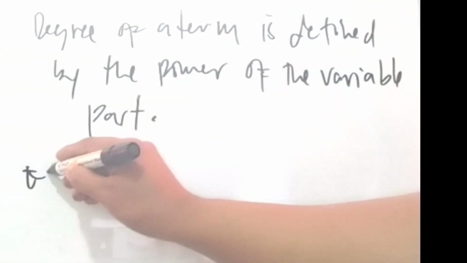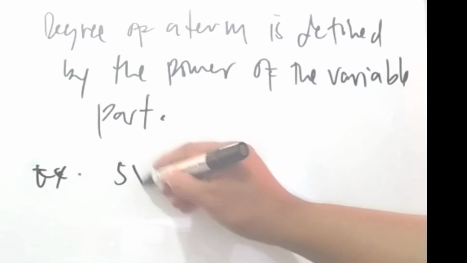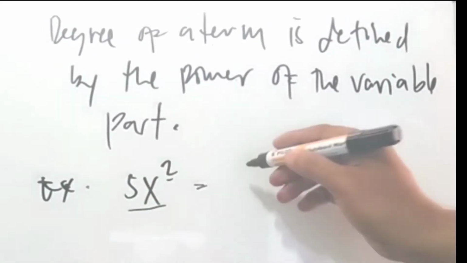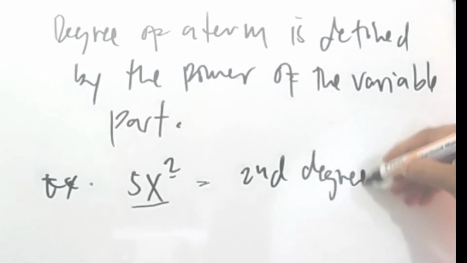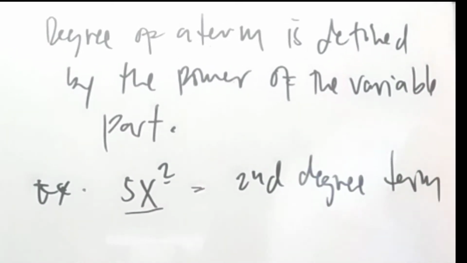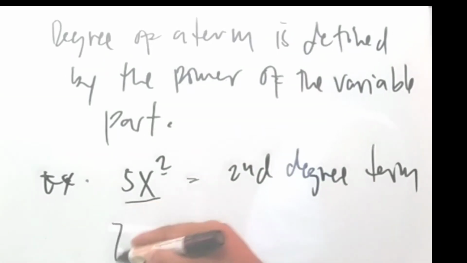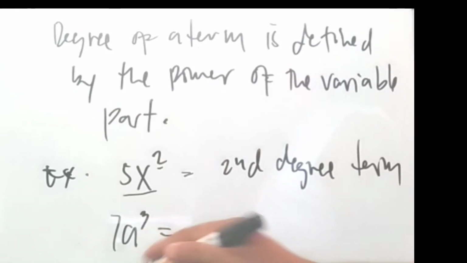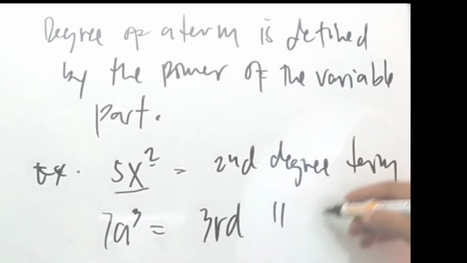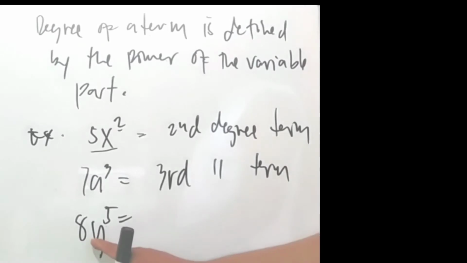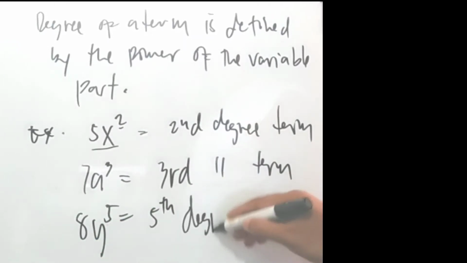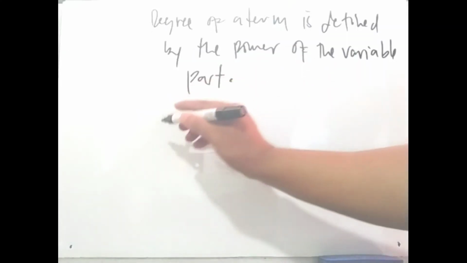For example, 5x squared. The degree of this expression is 2. So we call this a second degree term. Another, 7a cubed. Since this expression is of third degree, we call this a third degree term. The variable has an exponent of 5, so we call this a fifth degree term.